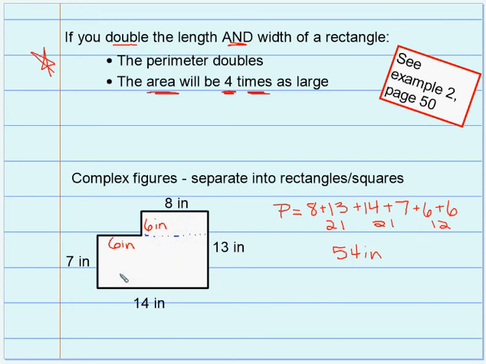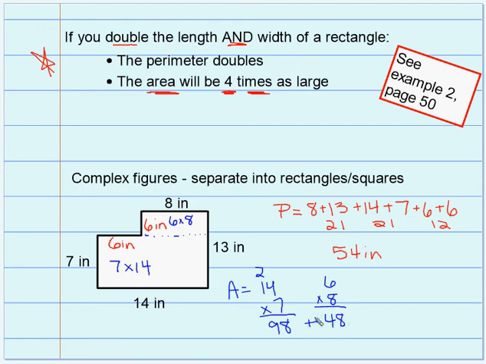So I have a rectangle here that is 7 by 14, and I have this one up here. It's not 13 because 13 is as long as both of these shapes, but it is 6 by 8. So area, I'm going to multiply the length and the width, so 14 times 7 is 98. And then this one was 6 times 8, which I know is 48.